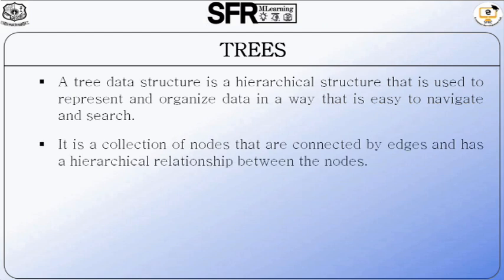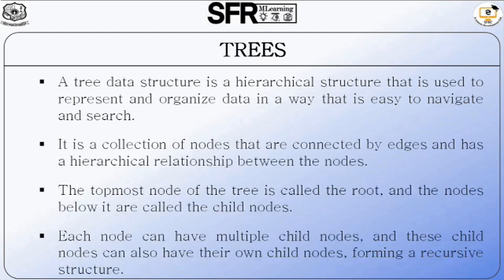Tree. What is tree? A tree is a non-linear data structure which consists of a collection of nodes arranged in a hierarchical order. These nodes are connected by edges. The topmost node of the tree is called root and the nodes below it are called child nodes, and the remaining nodes can be partitioned into disjoint sets such that each set is a subtree of the root. Each node can have multiple child nodes and these child nodes can also have their own child nodes, forming a recursive structure.